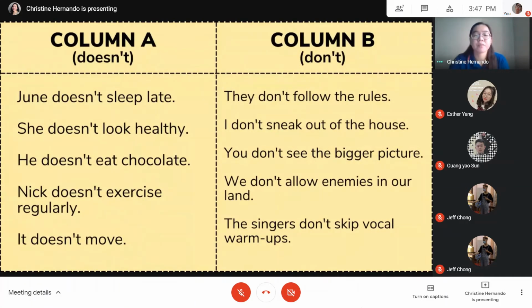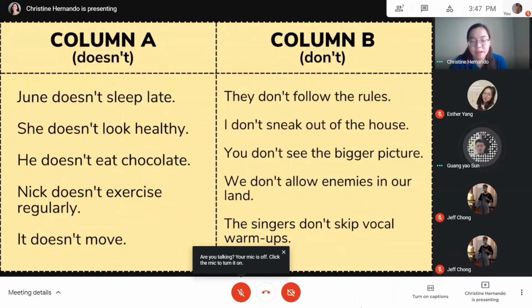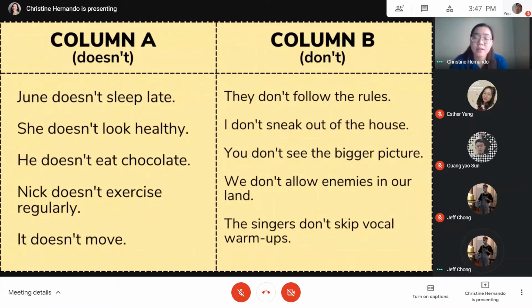So very good. So let us go back to column A. So Isaac, are you there? What have you noticed about the subjects in the sentences in column A? Isaac? Yes, ma'am. I noticed the subjects in column A are she and he. Yes, that is correct. So we also have the subjects June and Nick.